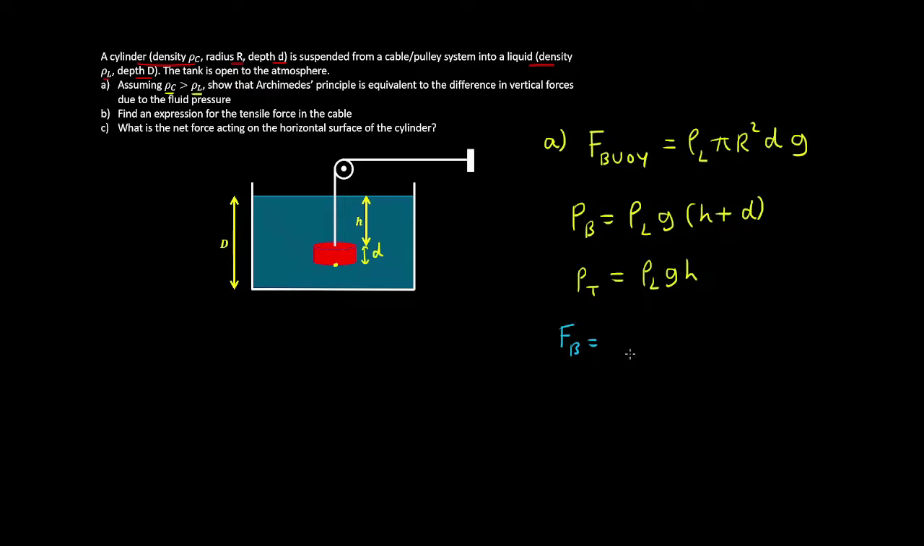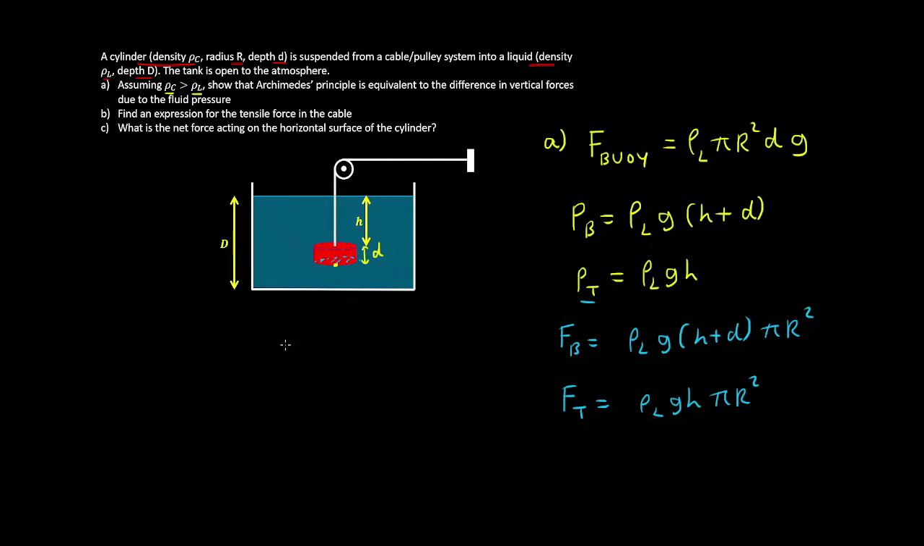And we can calculate the force at the bottom of the cylinder. So that's equal to the pressure at the bottom, so ρ_L g by h plus d multiplied by the cross-sectional area of the cylinder. Okay, so that's pi by the radius squared. And similarly, the force at the top of the cylinder is effectively the density of the liquid by gravity by h, so the pressure at the top by the cross-sectional area.